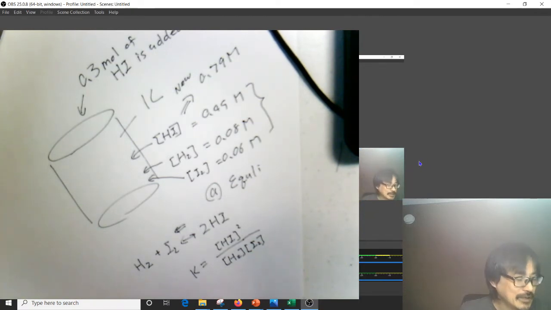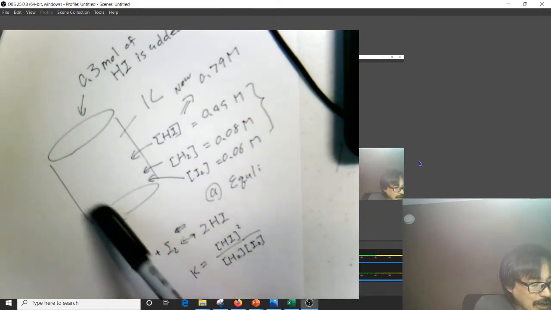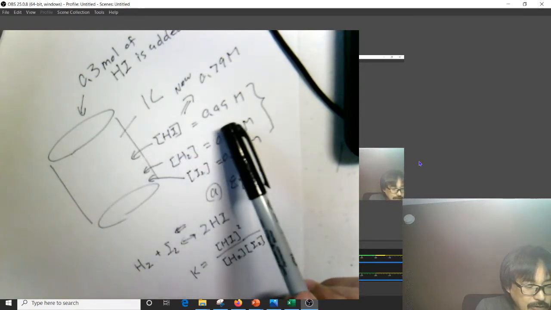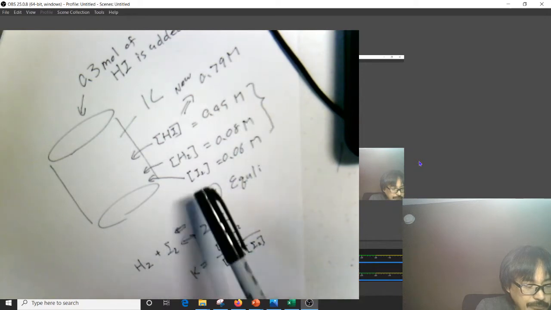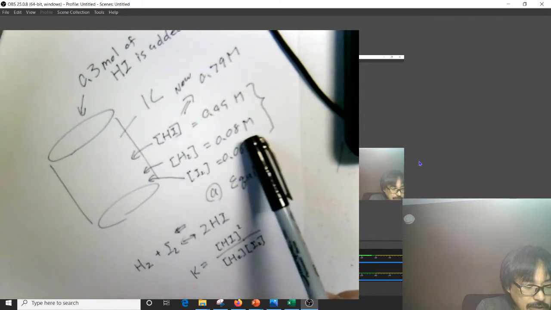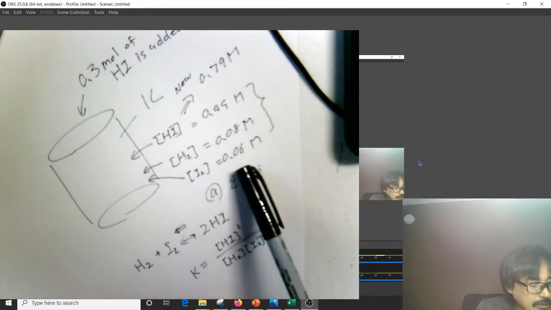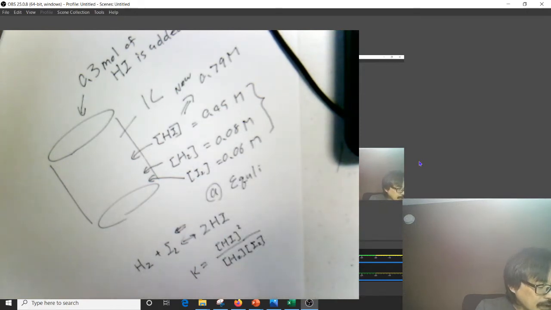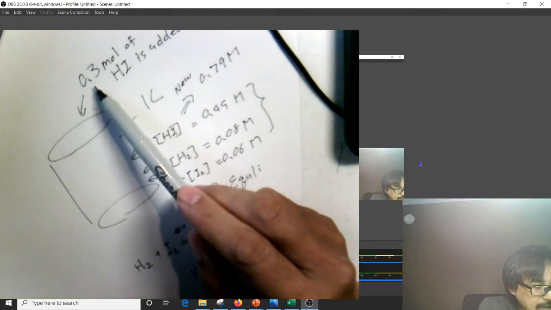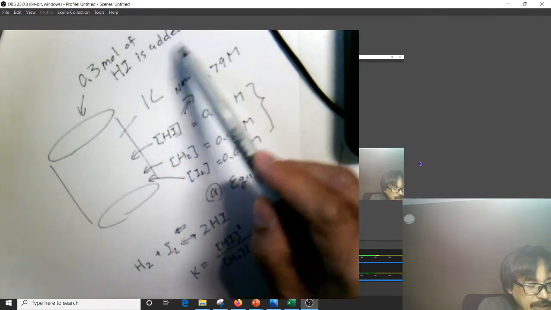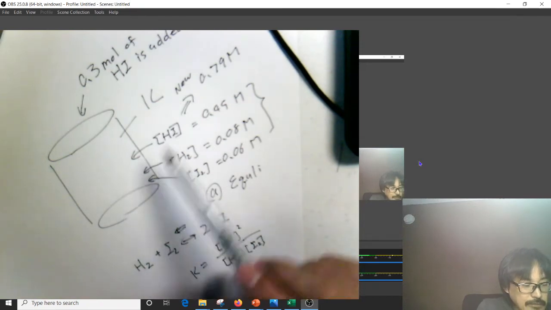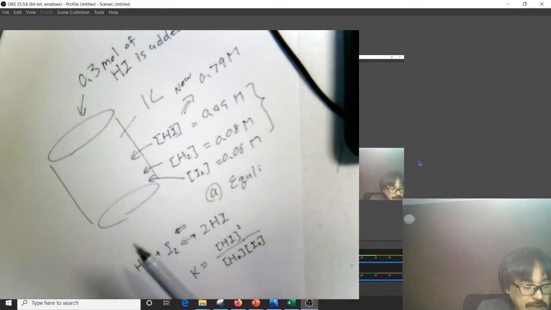So initially you have a 1 liter solution containing HI at 0.49 molar, H2 at 0.08 molar, and I2 at 0.06 molar, and then you are going to add an extra 0.3 mole of HI to this solution. Now, what's the new concentration of HI here?